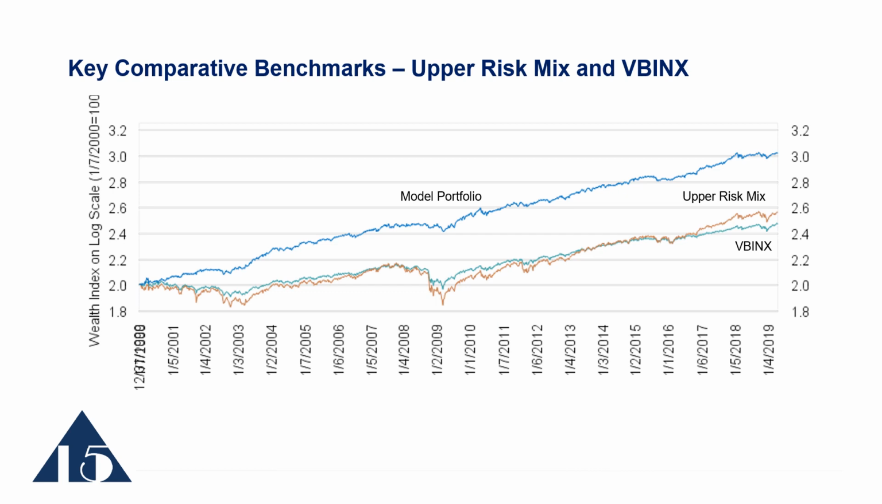If we put those comparative benchmarks on this longer term chart that begins in the year 2000, we see the upper risk mix as the tan line, and it moves higher and lower more dramatically than some of the other series. The VBINX is this turquoise line, and it's more conservative and doesn't move as high as the upper risk mix in this later period. The model portfolio, which represents the ETF rotation strategy, performs better than both those comparative benchmarks, the upper risk mix and VBINX, over this long time horizon.